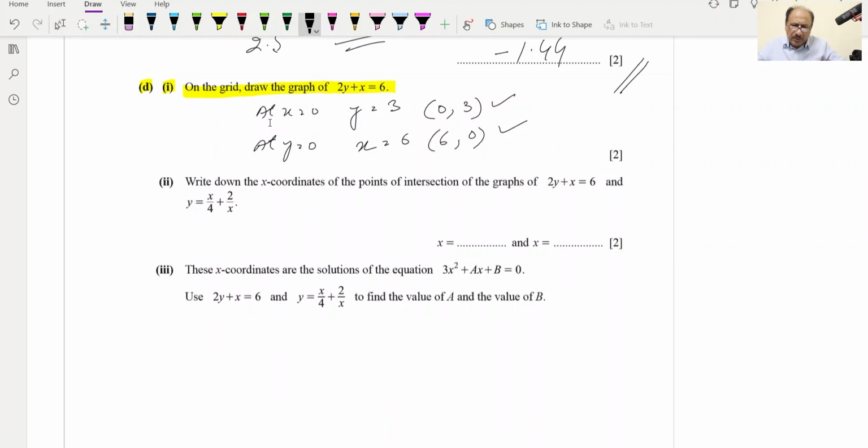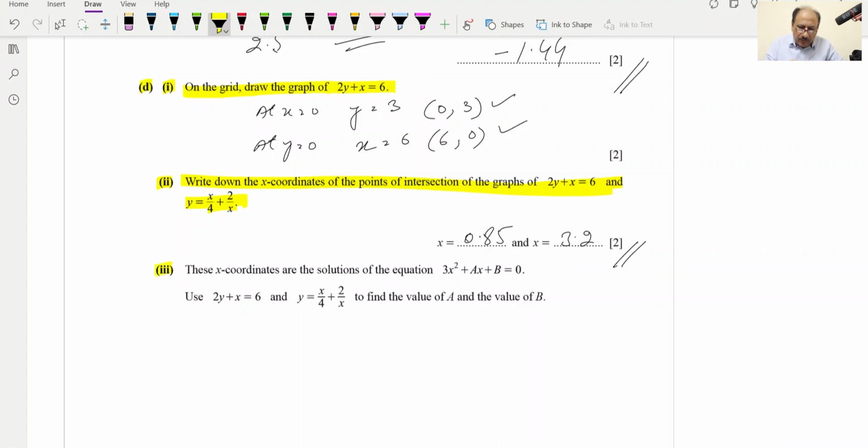They are saying write down the x coordinate of the points of intersection of the graph, this one and this one. So on the next step, we got the x values, and our answers will be over here, 0.85 and 3.2, which we got. This is a 2 marks part.